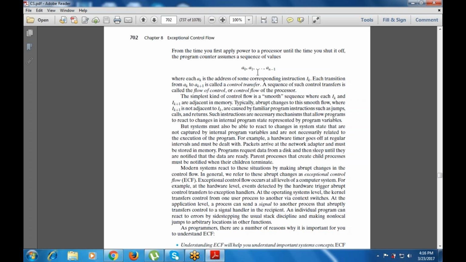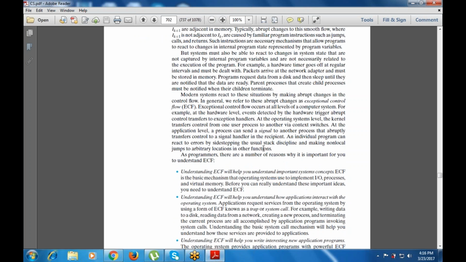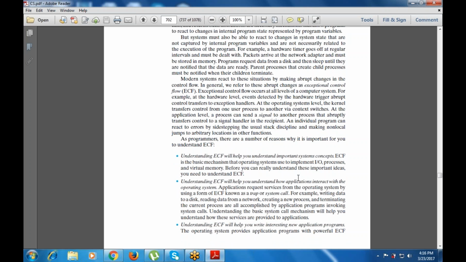Now, as a programmer, there are many reasons to understand ECF. Understanding ECF helps you understand important system concepts, that is, the basic mechanisms that the operating system uses to implement input-output processes and virtual memory. Before you can really understand these important ideas, you need to understand ECF.